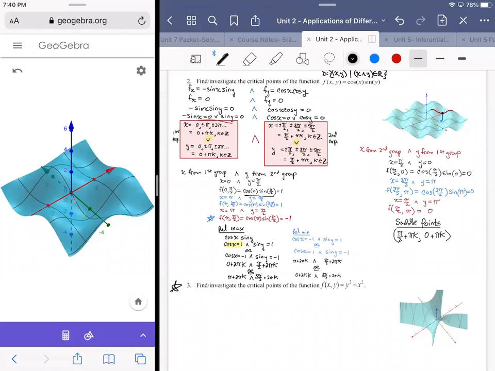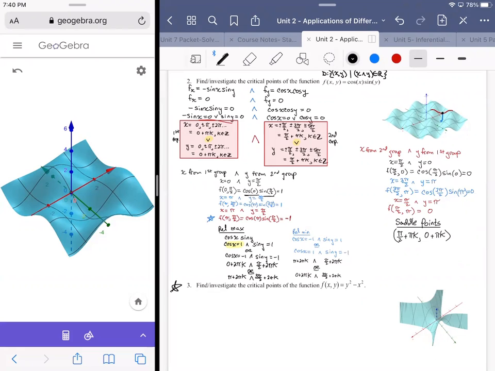There are no other pairings that we can put together from the first group and the second group in either order, x from the first and y from the second, or x from the second and y from the first. There's no other way we can slice it out. So we've accounted for everything. And the only z values that we've come up with at any point have been -1, 0, and +1.